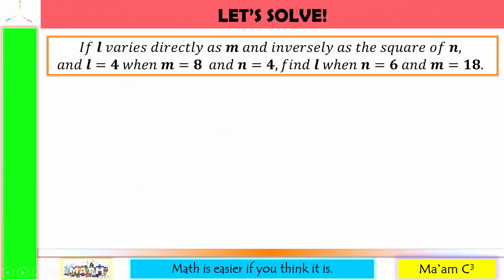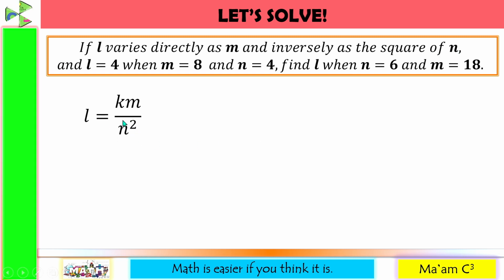Now let us solve. If L varies directly as m and inversely as the square of n, and L is equal to 4, when m is equal to 8 and n is equal to 4, find L when n is 6 and m is 18. So first, let us convert this statement into an equation. So we have L varies directly as m, km, and inversely as the square of n, n squared.